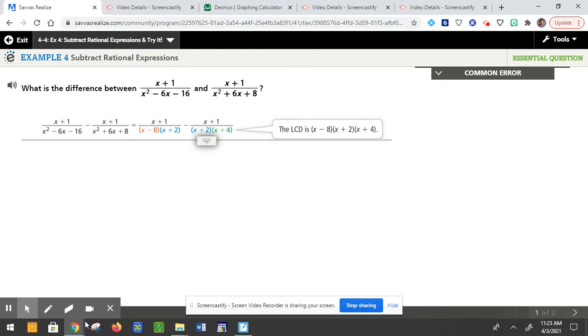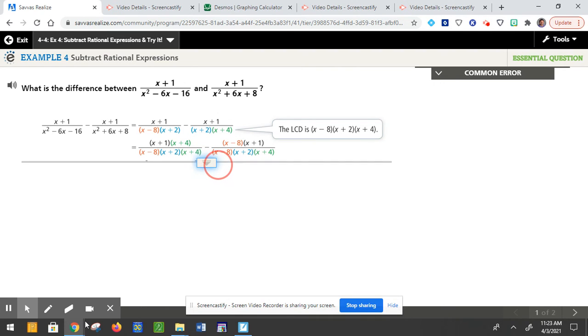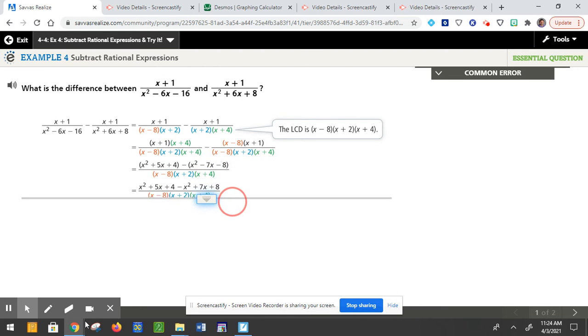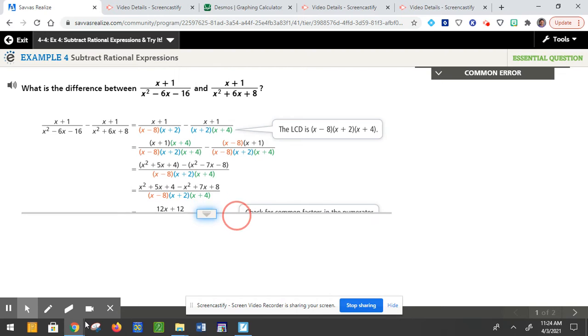Find the least common denominator. In this case, it ended up being x minus 8 times x plus 2 times x plus 4. Again, we found that by factoring both denominators. Had to multiply both fractions by something to get the least common denominator to work. All right. Combine those like terms in the numerator.